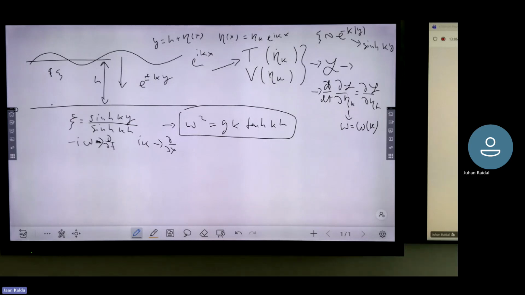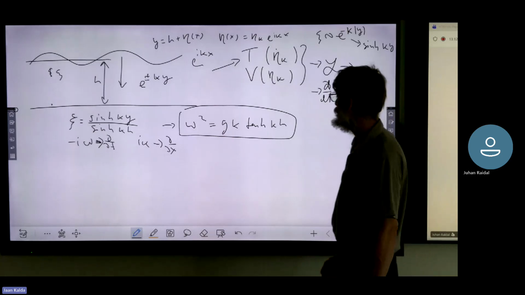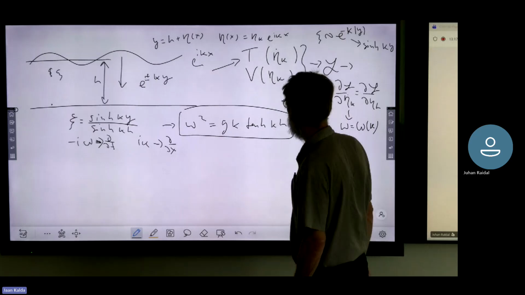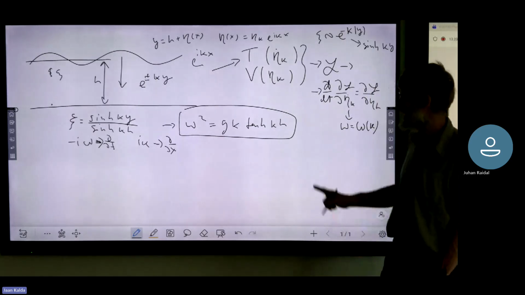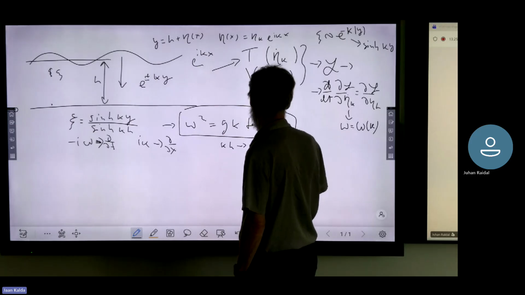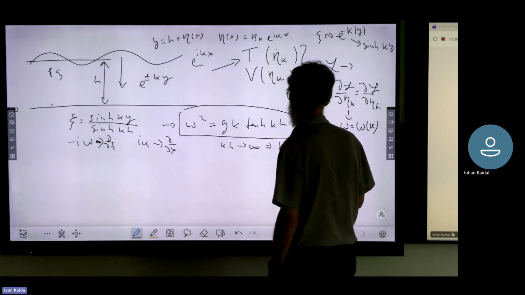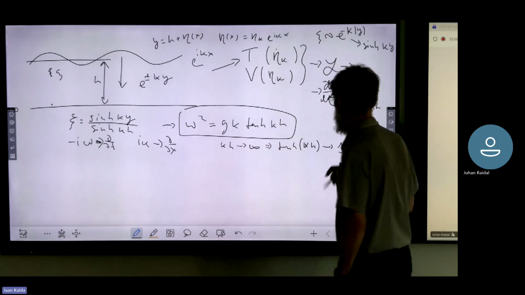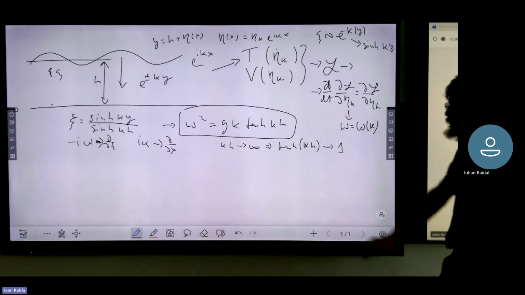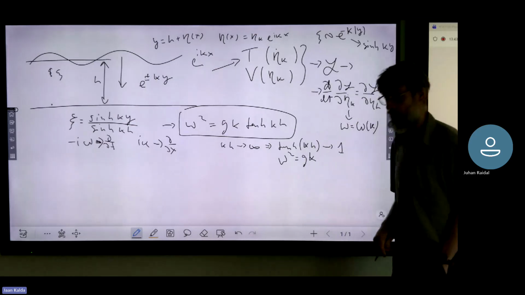And now we do the same thing, but before, now this is exact. And you can actually verify if this covers our expressions. So hyperbolic tangent: if kh goes to infinity, then hyperbolic tangent of kh goes to unity, right? Because it's hyperbolic sine over cosine divided by cosine. So this becomes omega squared is gk, which is the deep water case, right?